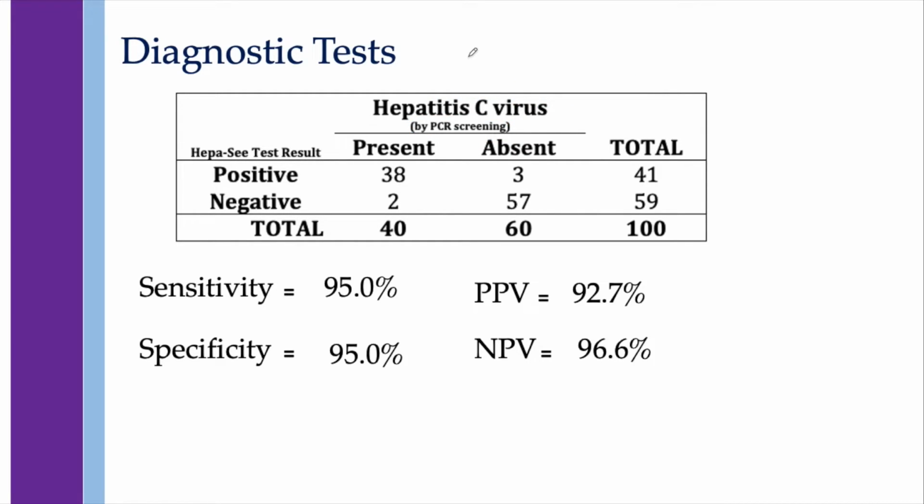So I hope you get these results. Sensitivity is computed here as 38 over 40. Specificity is computed as 57 over 60. Positive predictive value is computed as 38 over 41. And negative predictive value is computed as 57 over 59.